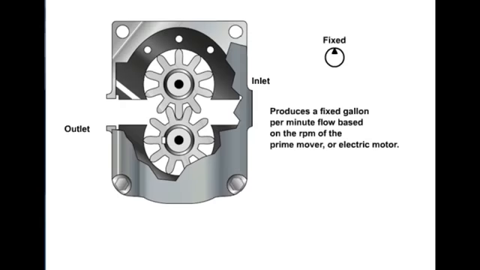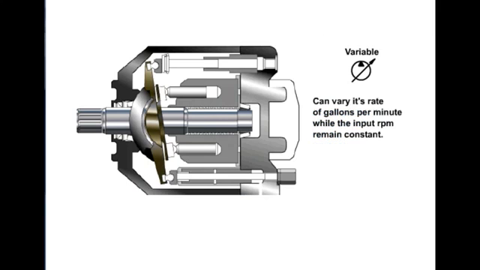There are two types of positive displacement hydraulic pumps: a fixed pump, which produces a fixed gallon per minute flow based on the RPM of the prime mover or electric motor, and a variable pump, which can vary its rate of gallons per minute while the input RPM remains constant. Although displacement is typically measured in volume displaced per revolution, output is measured in gallons per minute, or GPM.